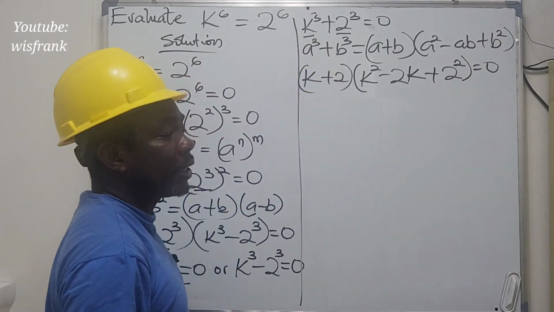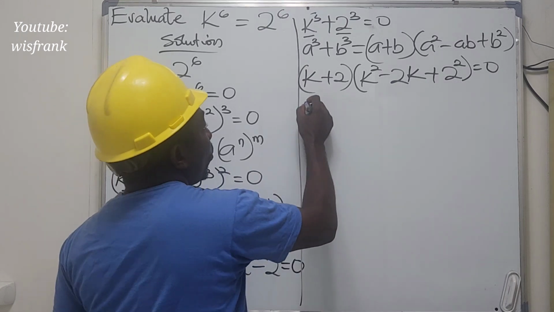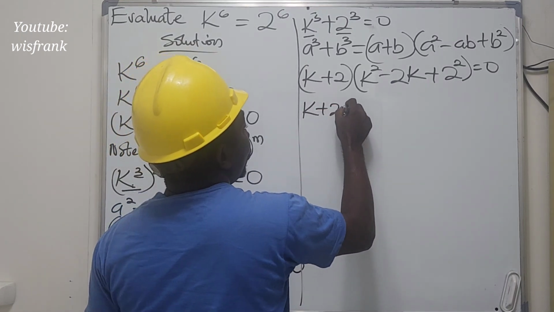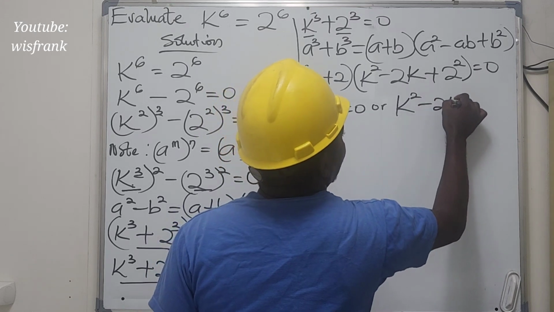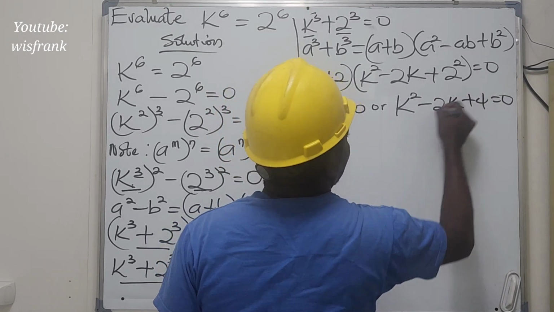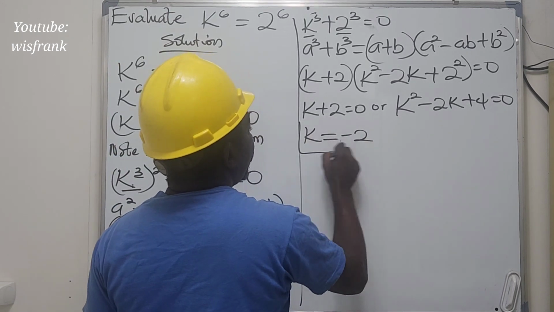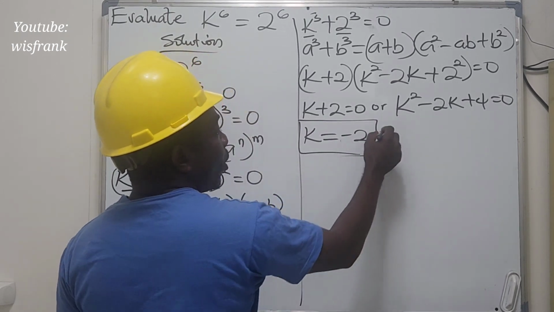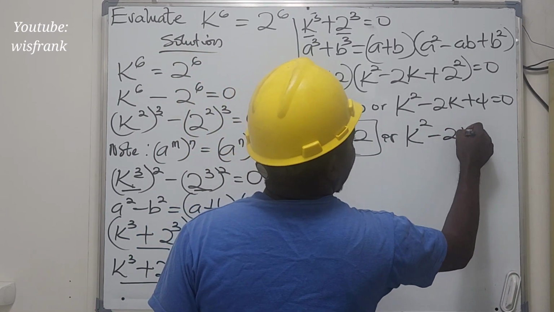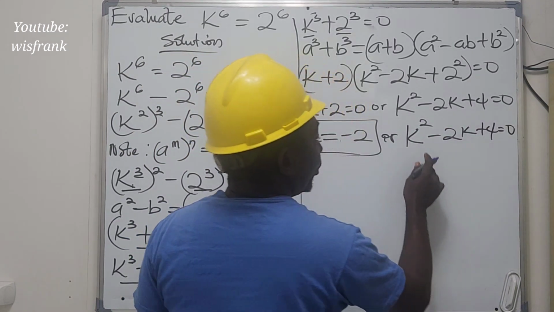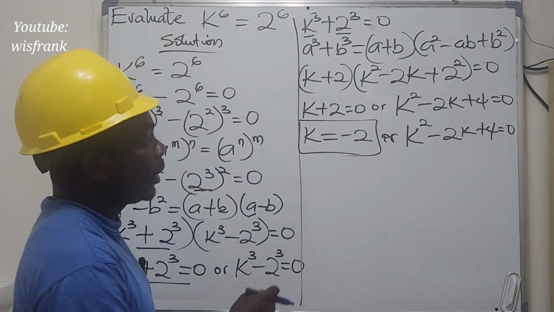So we have two parentheses. It is either the first one equals 0 or the second one equals 0. So we take one after the other. We have k plus 2 equals 0, or we have k to the power of 2 minus 2k plus 4 equals 0. In this case, we have a value of k equals minus 2. So here our k is minus 2, or we have k to the power of 2 minus 2k plus 4 equals 0. This is a quadratic equation, and we are going to use the quadratic formula to find the value of k.